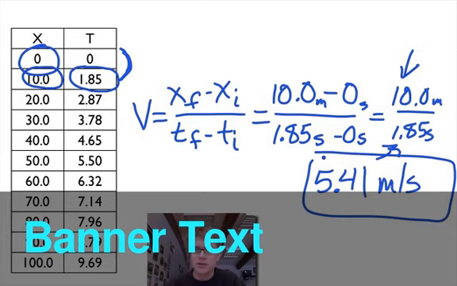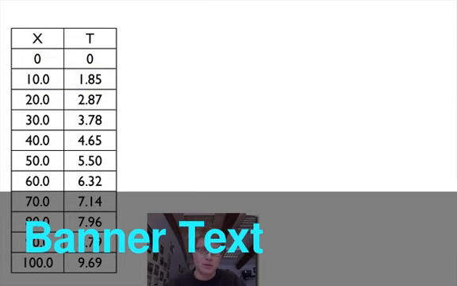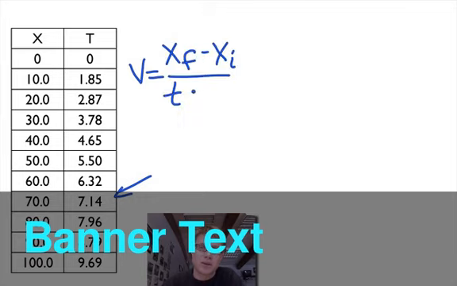Let's look at how fast he's running later in the race, though. And let's try it way down here. So if we go way down here, let's say at this point. So remember, velocity is going to be final x minus initial x over time final minus time initial.